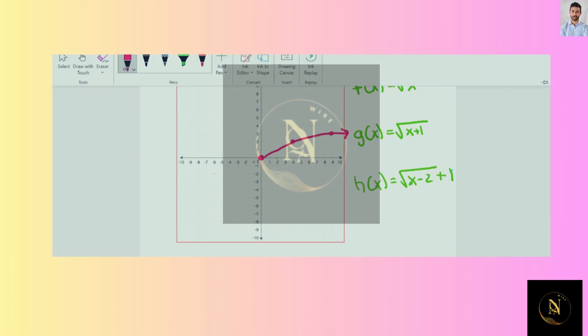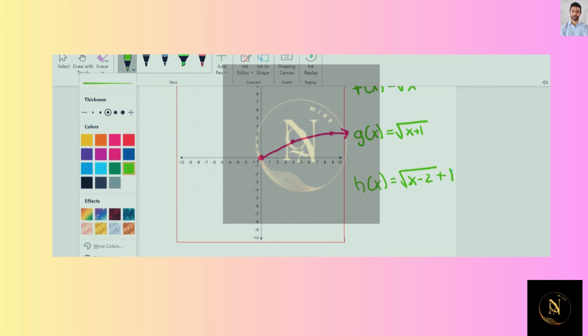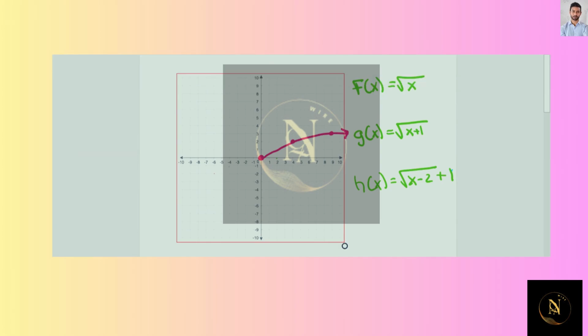My second example, g of x, this plus 1 in the middle, that's our h value. The original equation says x minus h. So for it to turn positive, it has to be a negative number. So everything is shifting to the left by 1 unit. So I'm going to go here and shift it over 1 to the left, here 1 to the left, and here 1 to the left. And we get a graph that looks like this.